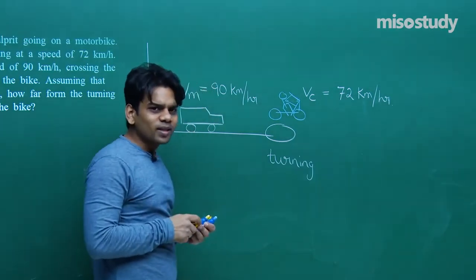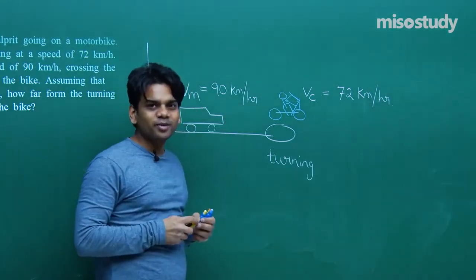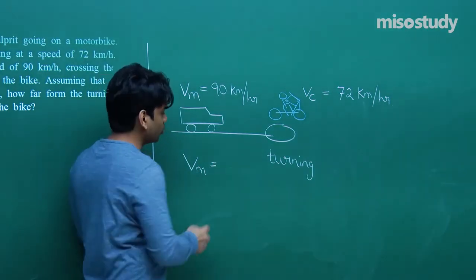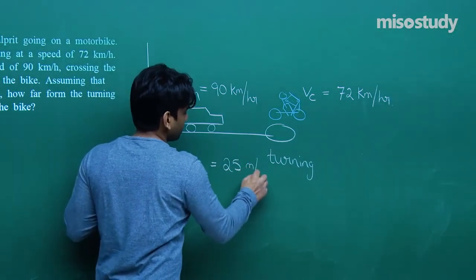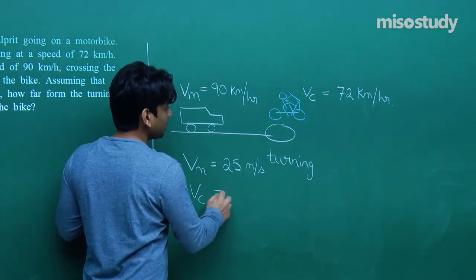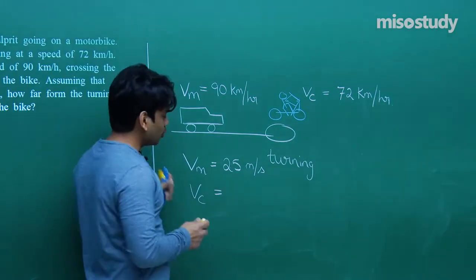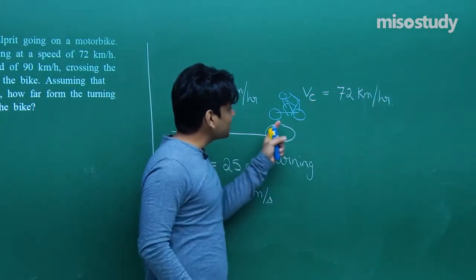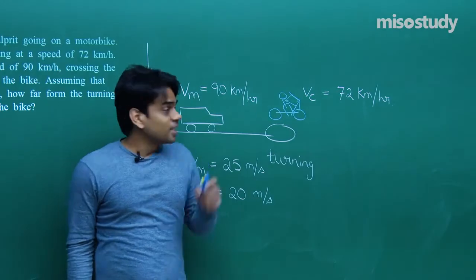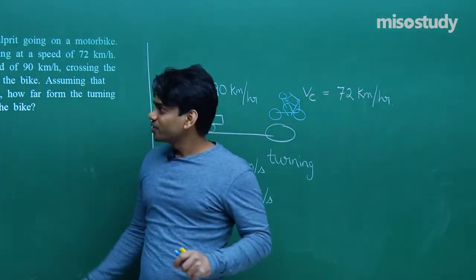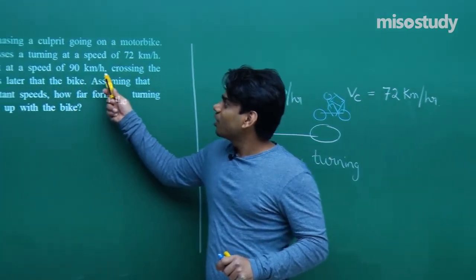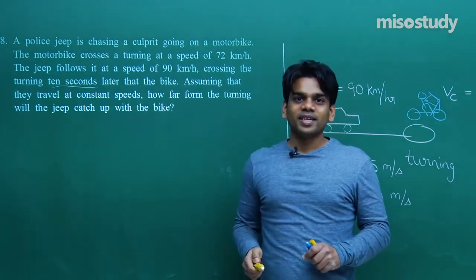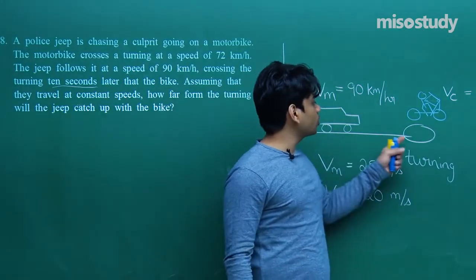So first of all, can we change this speed into meter per second? I'm going to write directly the velocity of policeman. 90 km per hour is actually 25 meter per second. Velocity of culprit, that is 72 km per hour, will come out to be 20 meter per second. Now you see here, as he crosses the turn, the policeman takes 10 seconds to reach here. The jeep follows it at 90 km per hour, crossing the turning 10 seconds later.